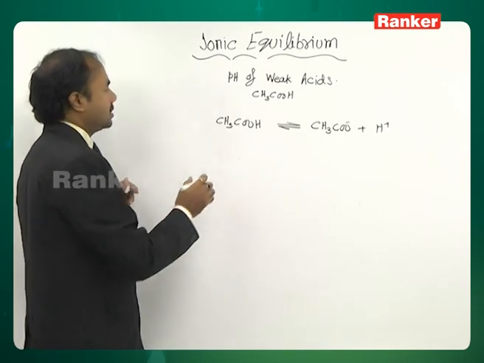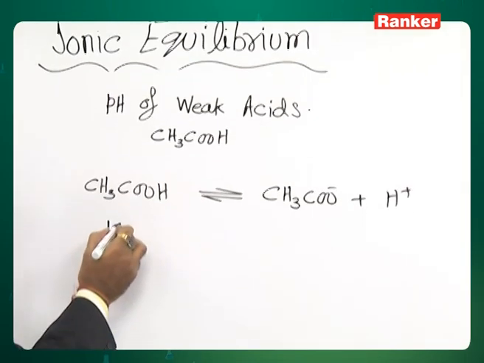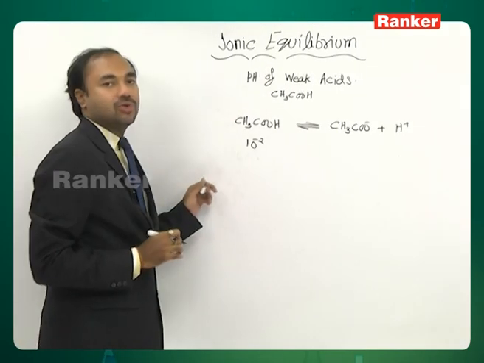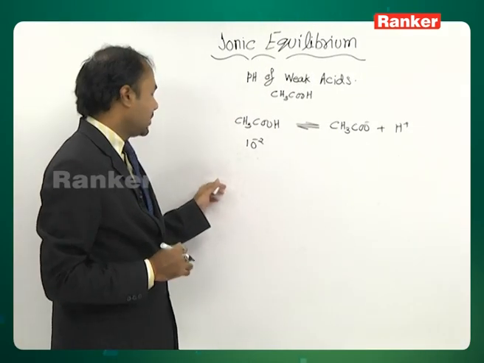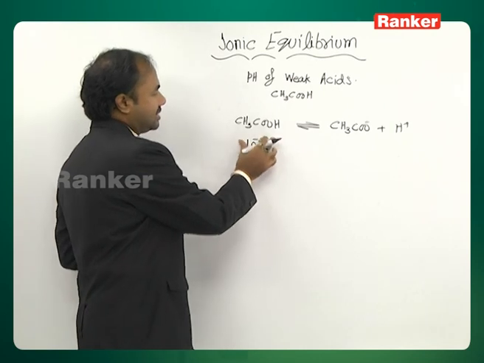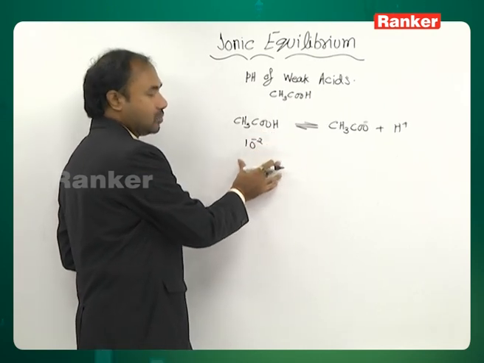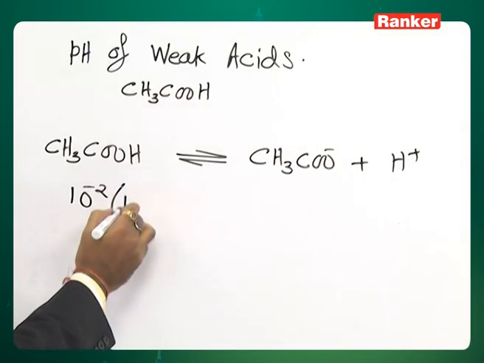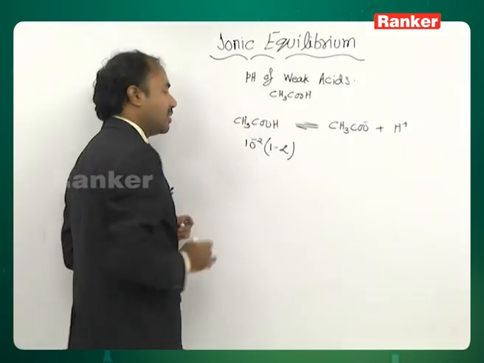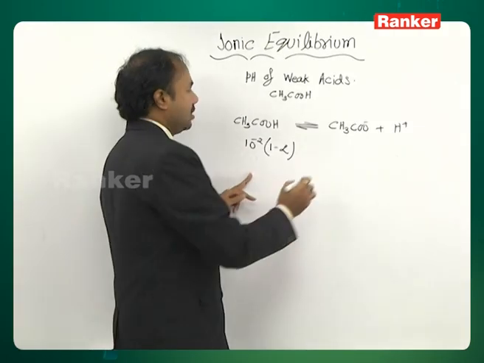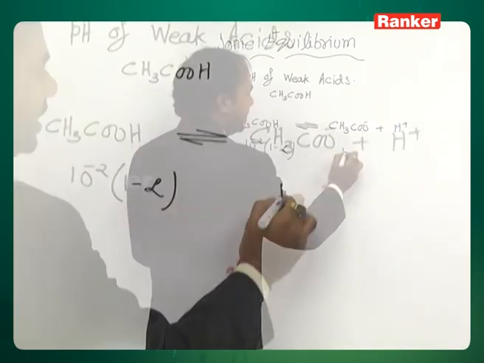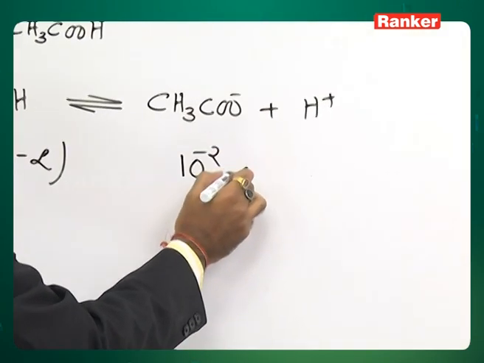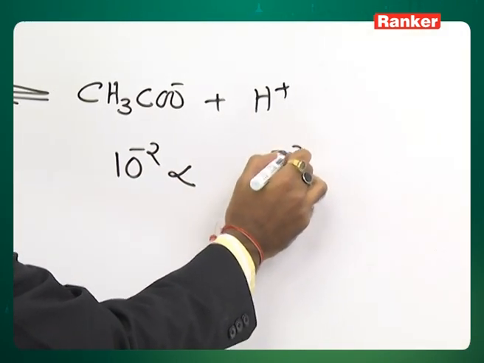We will take up one small numerical problem here: how to find the pH of a 10 to the power minus 2 molar acetic acid solution. See now. If the concentration of acetic acid is 10 to the minus 2, we assume its degree of dissociation is alpha. So 1 minus alpha remains. Now we get the concentration of acetate ions as 10 to the power minus 2 alpha, and H plus also 10 to the power minus 2 alpha.